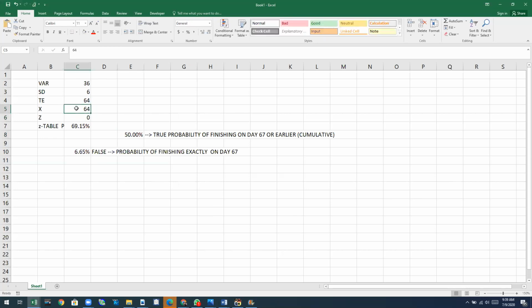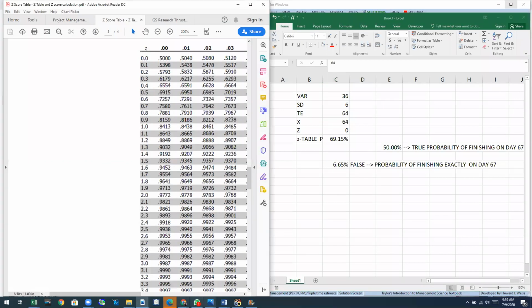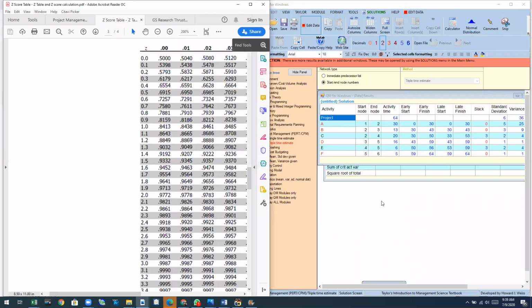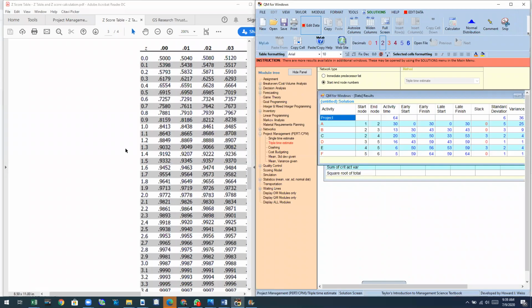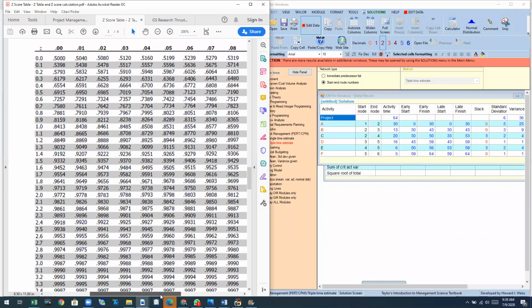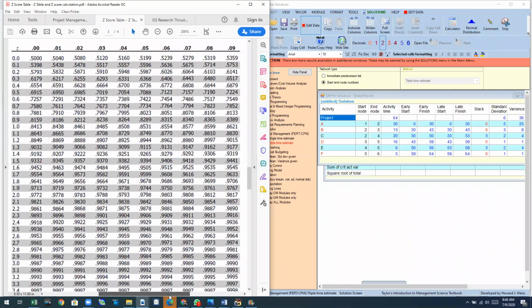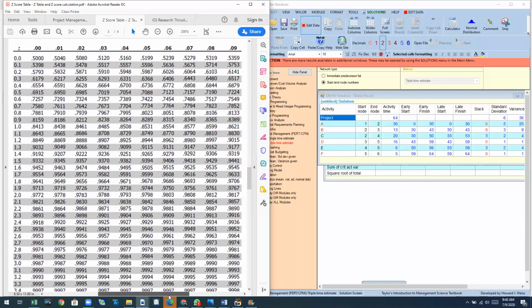So that is basically how you use a normal distribution function to estimate the probability or likelihood of finishing on a certain time exactly, or finding the cumulative probability.